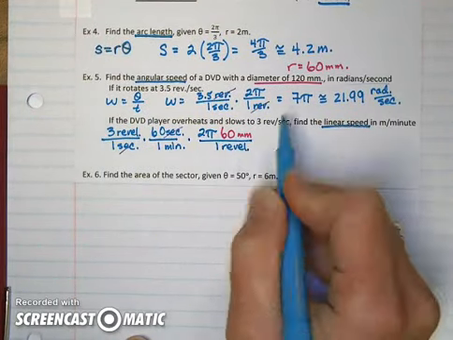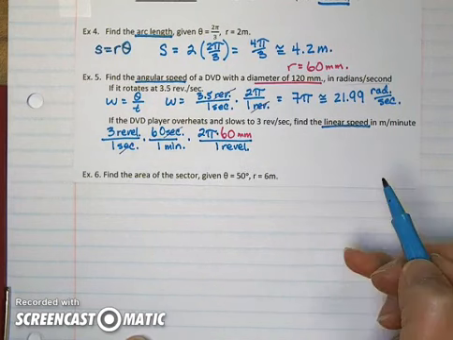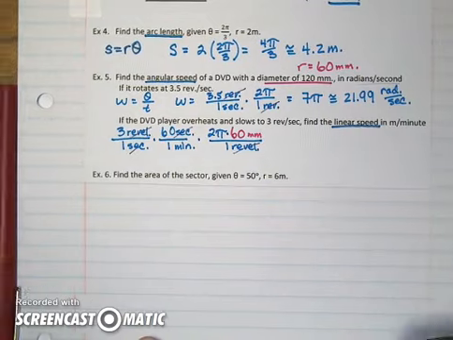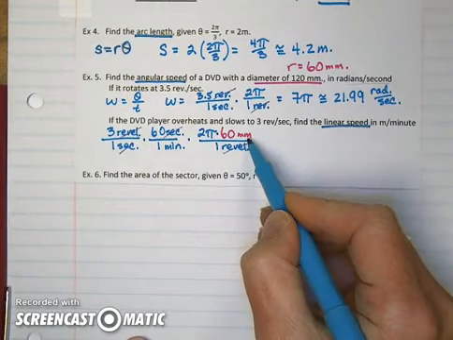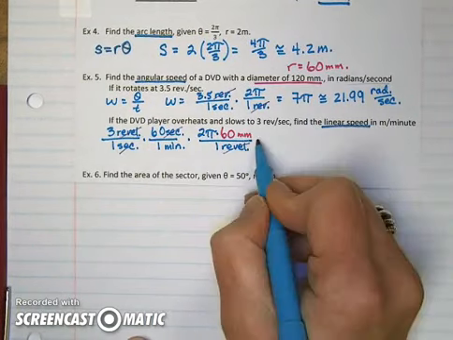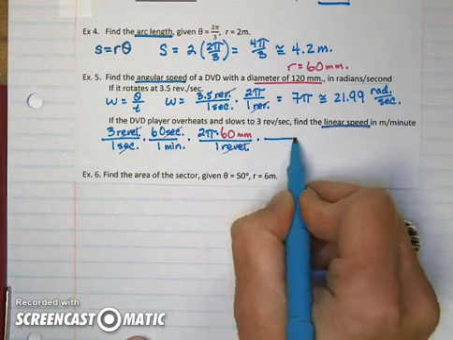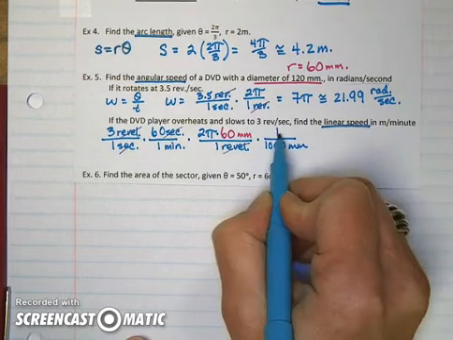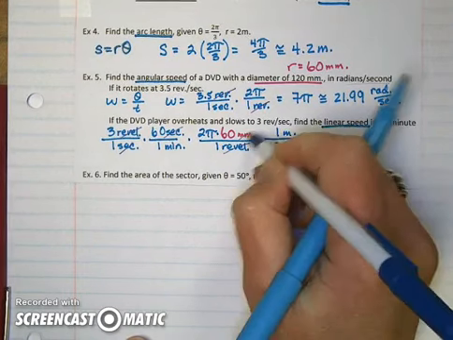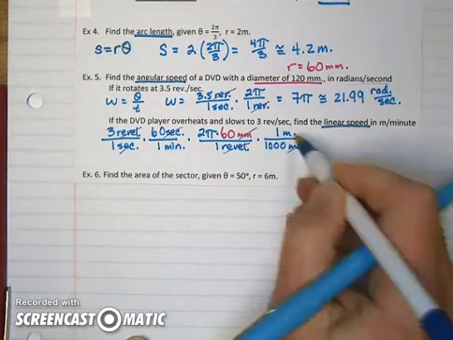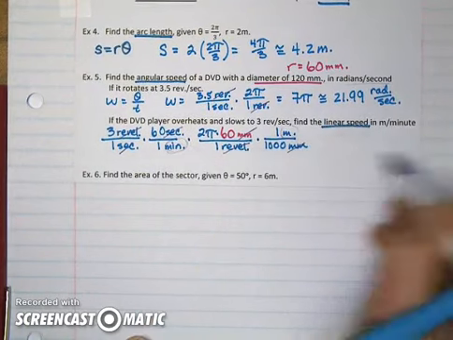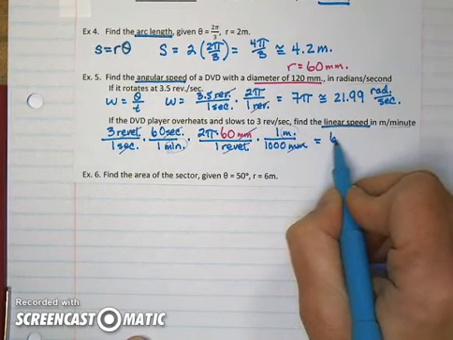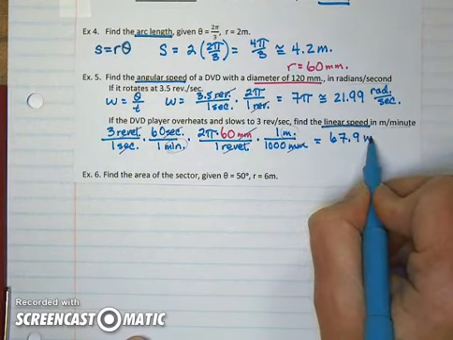Those are multiplied, and now my revolutions have reduced, and I've got millimeters, but I don't want millimeters, I want meters, so I've got one more conversion. 1,000 millimeters to a meter. So now they're gone, and I'm in meters per minute, which is what I wanted. Multiply, divide, you get 67.9 meters per minute.